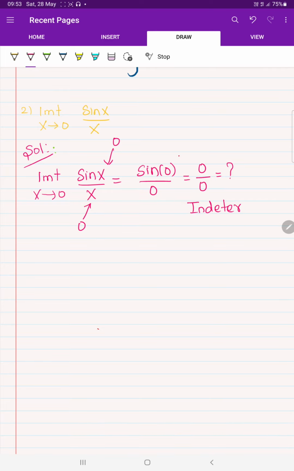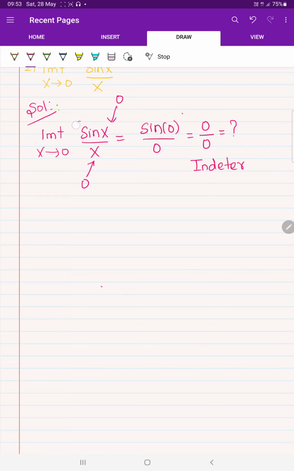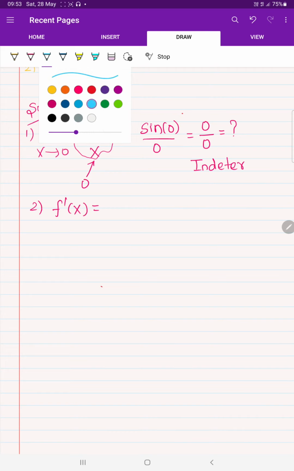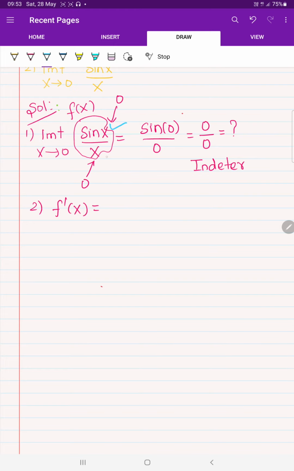So whenever we face an indeterminate form, what do we have to do? Treat this whole function as our f of x. Step number 1: we faced an indeterminate form. In step number 2, differentiate the function. While differentiating, we have to differentiate the numerator and denominator separately. How am I going to do it? Here we have sin x by x. If I differentiate sin x, it gives cos x, upon the denominator. If I differentiate x separately, it becomes 1.